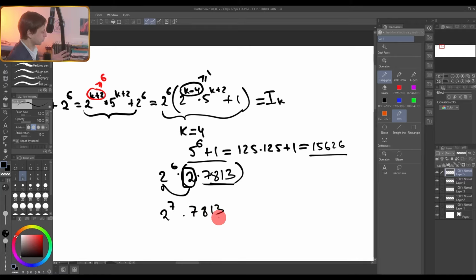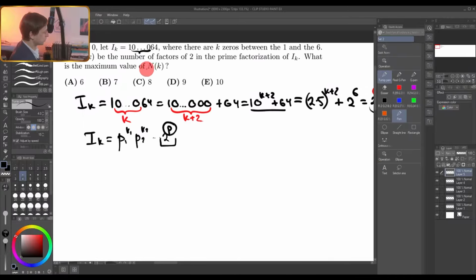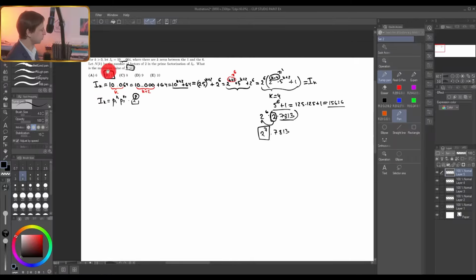So our conclusion: IK can be divisible maximum by 2 to the power of 7, and it happens in the case when k equals 4. And this is our answer, and it means that the maximum value of nk is 7. This is it. Let's go to the next problem.